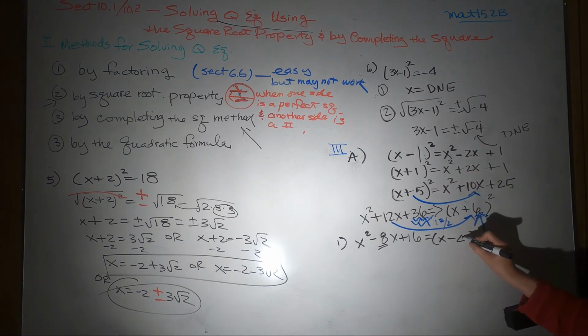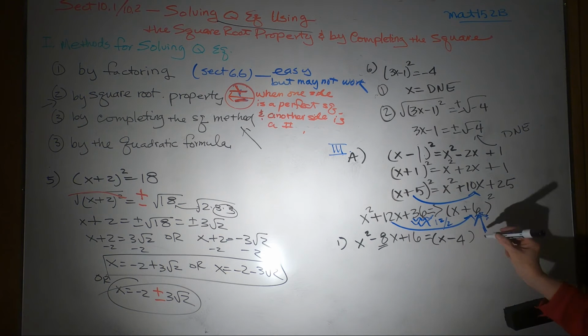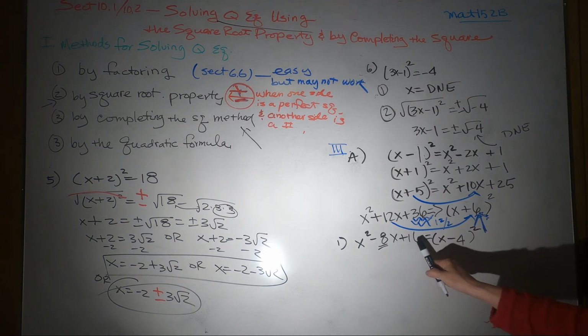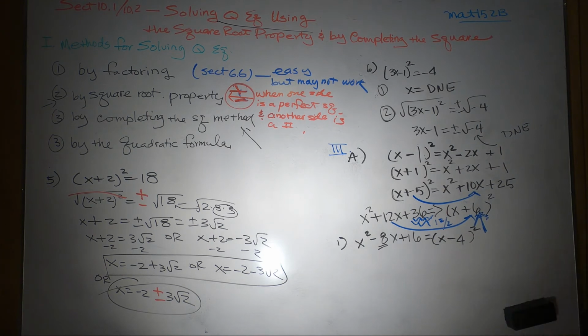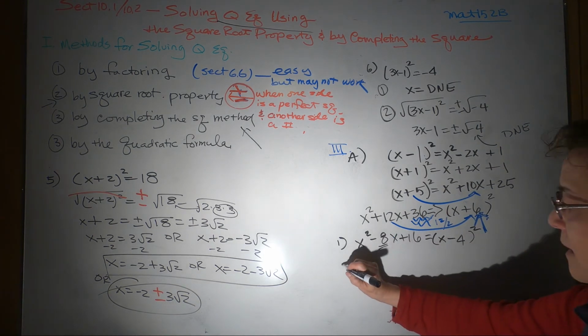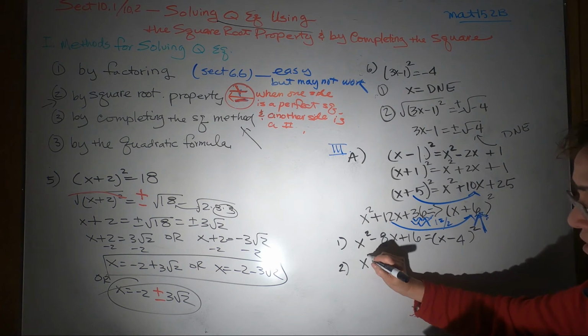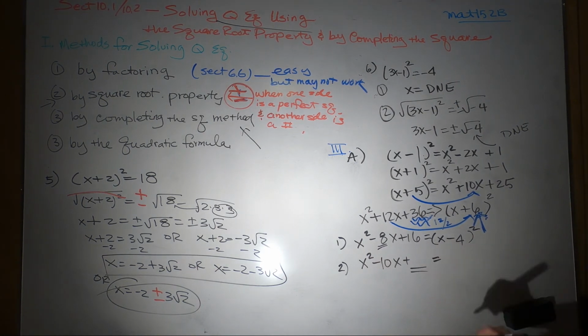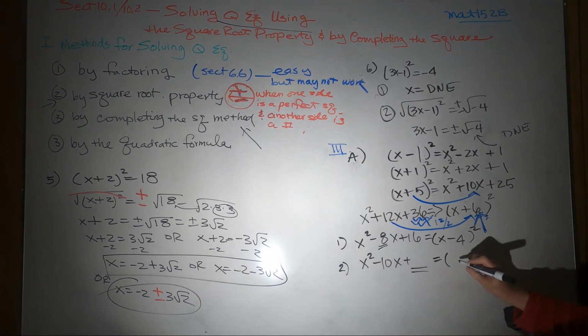x minus 4. Will that work? Because if you double, it will be negative 8. Negative 4 squared will be what? 16. Okay?